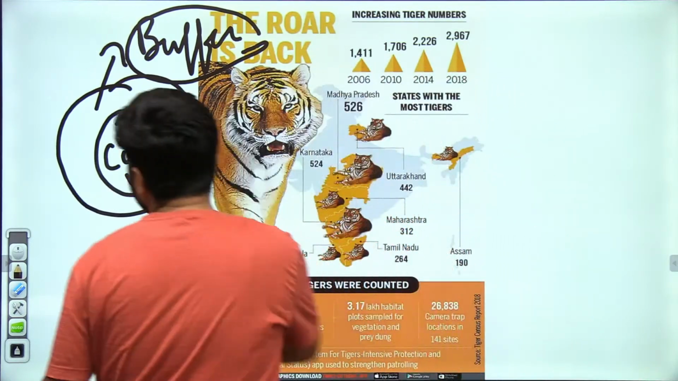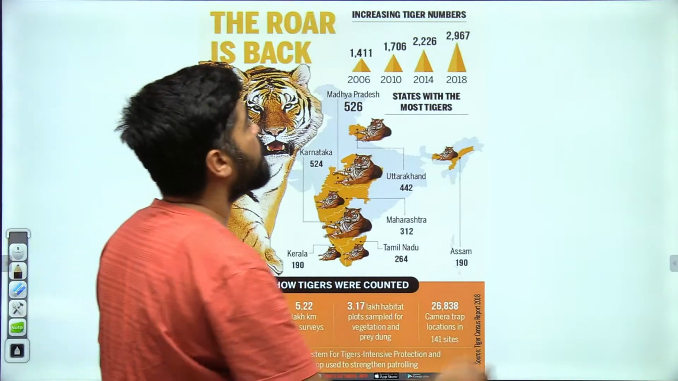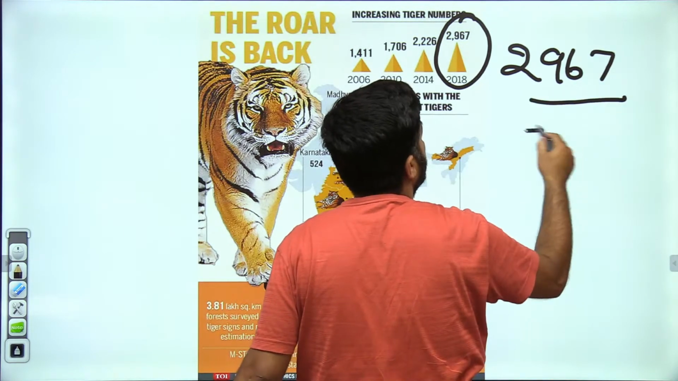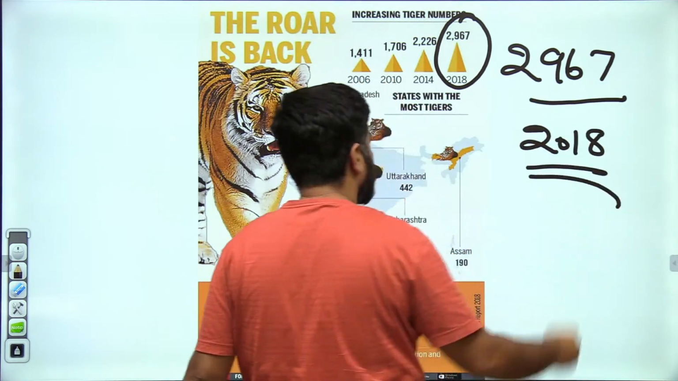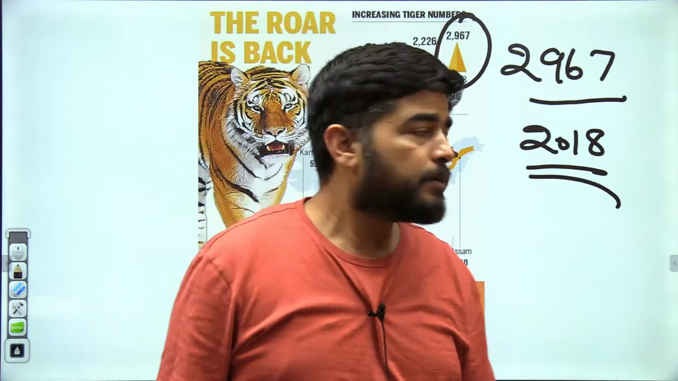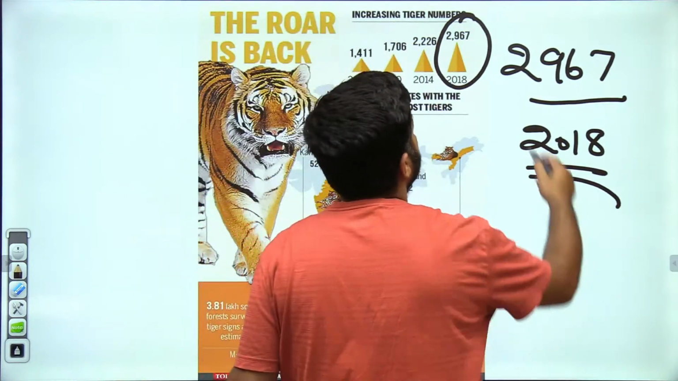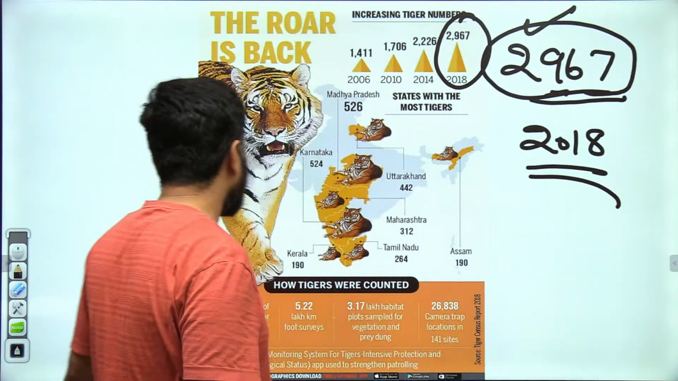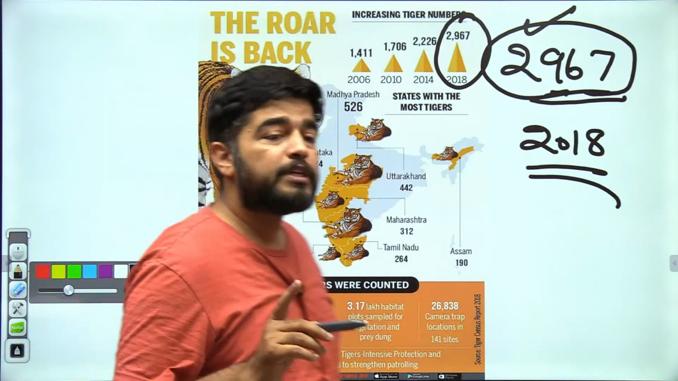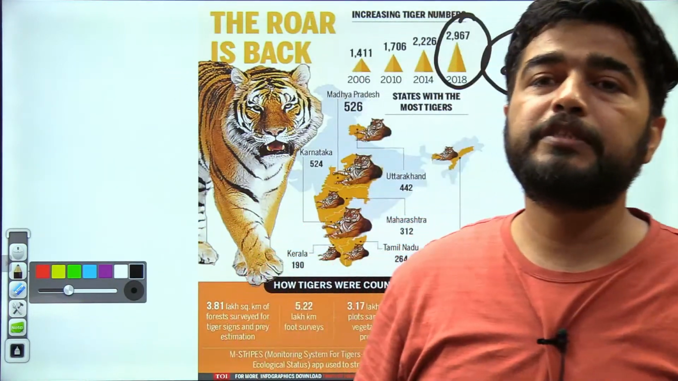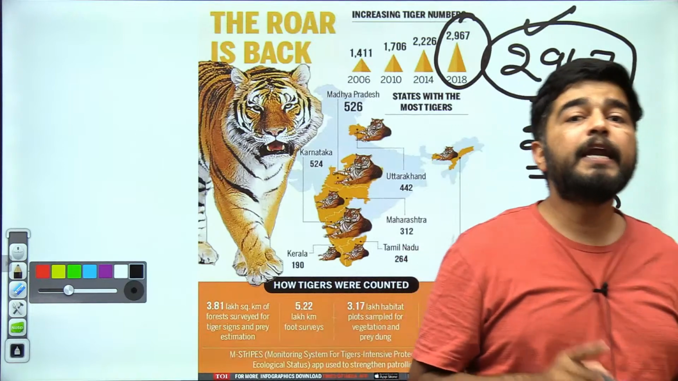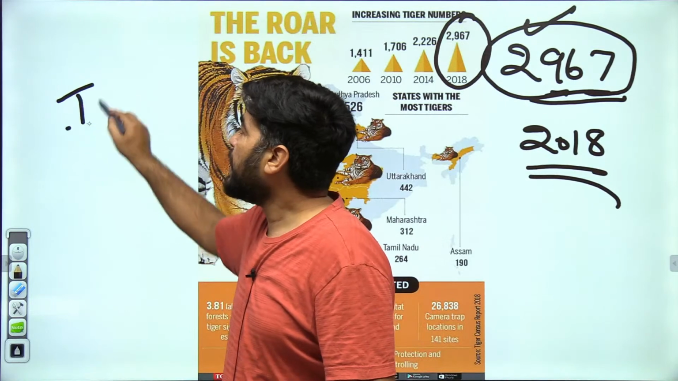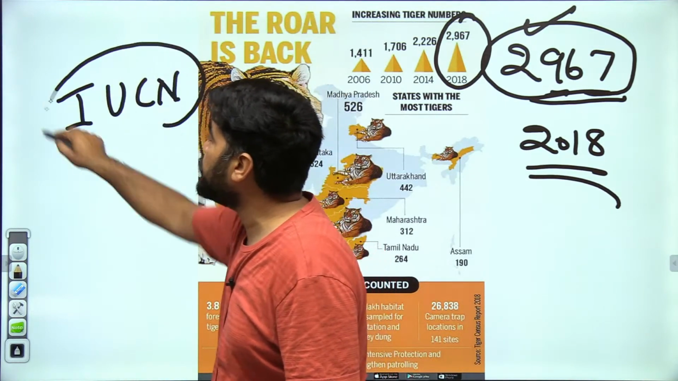You should have an idea about the latest census. The total number of tigers in India is now 2967, in the last survey of 2018. According to the last survey, how many? 2967 tigers are there in India. And what is the threatened status of these tigers? They are an endangered species under the IUCN list.